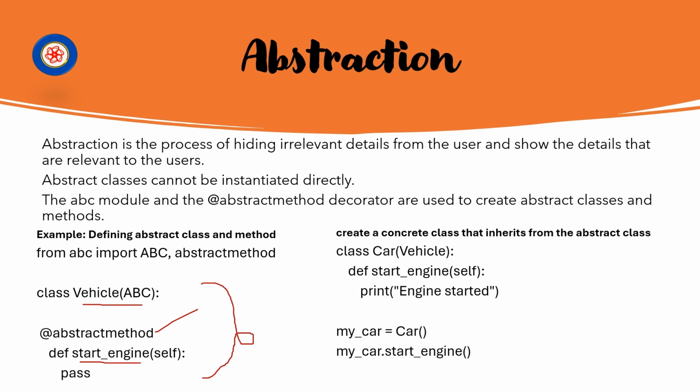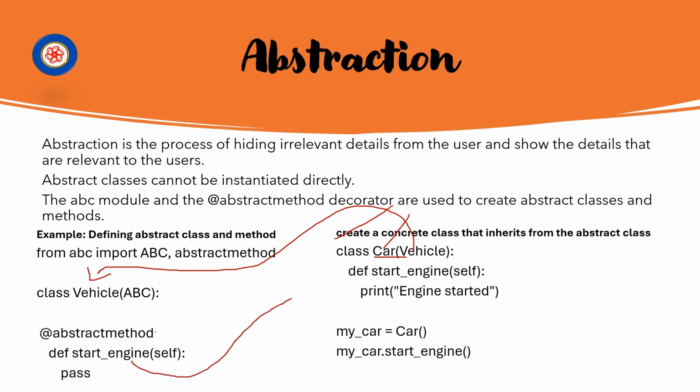Now let's create a subclass that inherits from the abstract class and implements the abstract method. In this example, Car is a concrete class. The difference between a concrete class and an abstract class is that we can directly instantiate a concrete class to create objects. But with an abstract class, we cannot directly instantiate it to create objects. This Car inherits from Vehicle and provides an implementation for the start_engine method. When we create an instance of Car and call start_engine, it prints engine started.